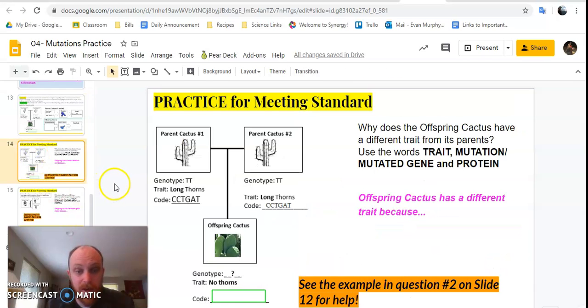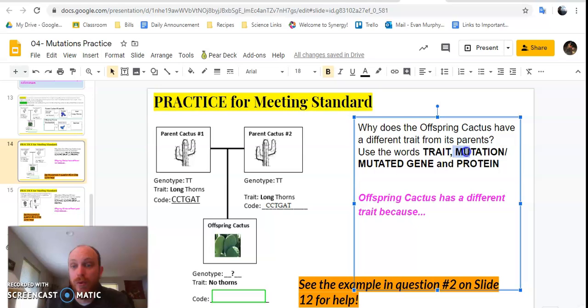So I'm looking at number 14 now. So you have the same code, but now we have that meeting standard question, right? So now we have to think about, well, why did that happen? Why does the offspring cactus have a different trait that it could not have inherited directly from its parents because we know their genotypes? We're going to try to use this word trait. We're going to try to use the word mutation, or maybe we want to say mutated gene or mutant or something like that, and we're going to use the word protein. So I want you to finish the sentence, an offspring cactus has a different trait because.